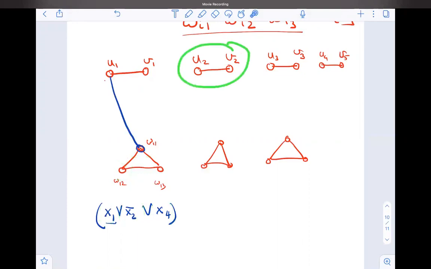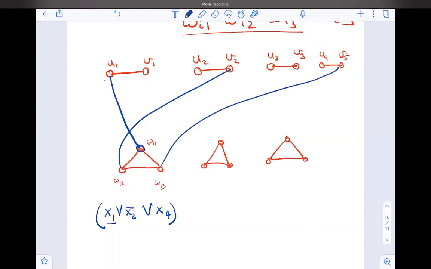X2 is this, so this is x2, this is x2 bar. So I will connect this. The third one is x4. X4 is this, so I will connect this. Now I continue like that. Okay, so this is my graph.